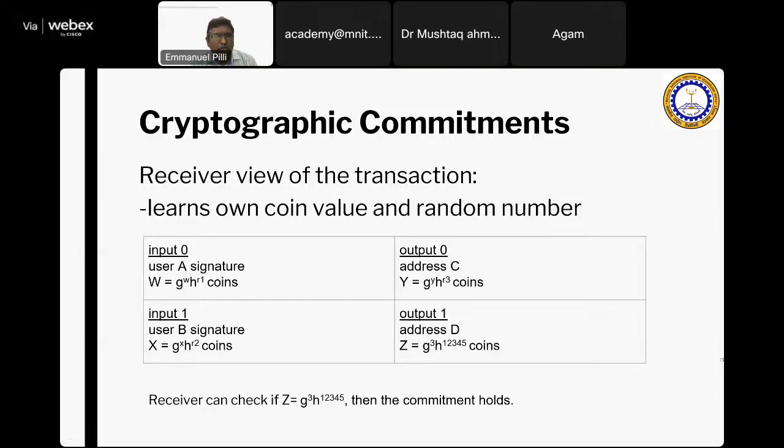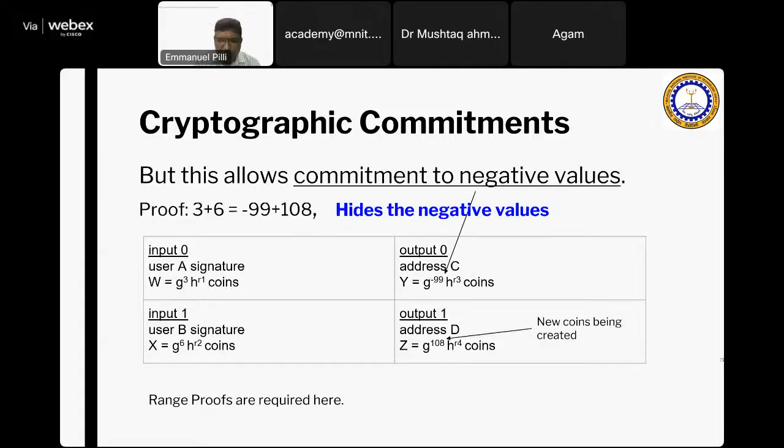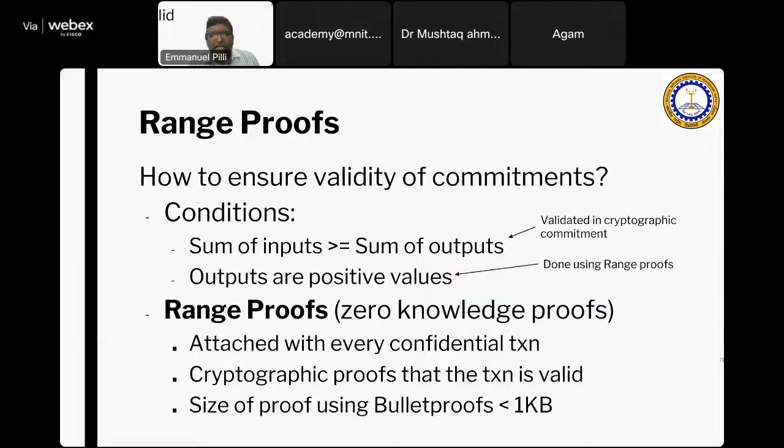So the receiver view of the transaction: you learn your own coin value and random number. So again, the input user A signature and the W value, Y value, Z value, X value you get. So the receiver can check if Z is equal to g cubed h to the power 1, 2, 3, 4, 5, then the commitment holds. So that's simple. But this commitment works for negative values also. If 3 plus 6 is minus 99 plus 108, it hides the negative values. So that's the disadvantage, and range proofs are required, right?